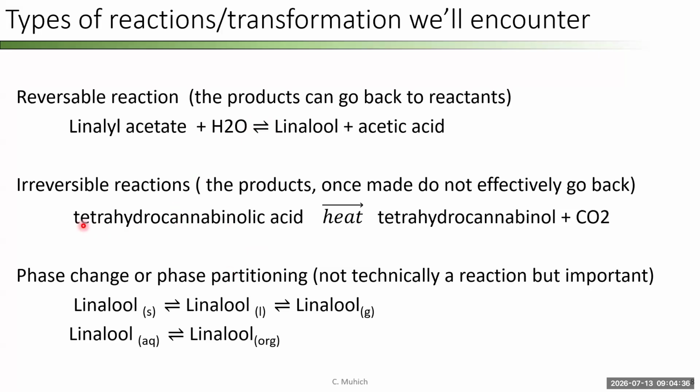So an example of that is tetrahydrocannabinolic acid. And when it's exposed to heat, it forms tetrahydrocannabinol and CO2. Right? And so once the CO2 is generated, especially if it's released to the air, it's not going to go back. Right? So these are two general types of chemical reactions: reversible, where the reactants and products can interchange back and forth; irreversible reactions, where the reactants can only turn into products and they can't go back.